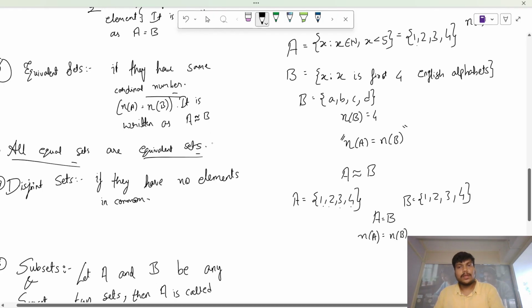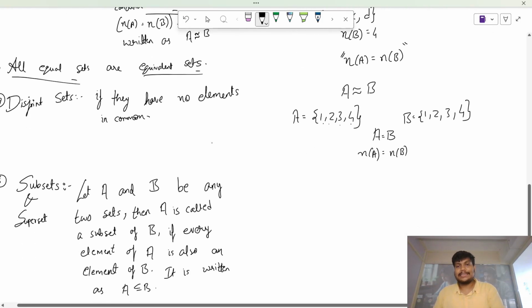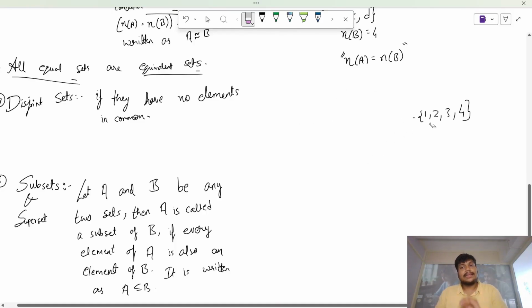What have we learned? Equal sets mean all the elements are the same. Equivalent sets mean the cardinal number is the same. The number of elements is the same, but the elements might be different. Now, the next type is disjoint sets. What do we mean by disjoint sets? Disjoint sets mean there is no element in common.